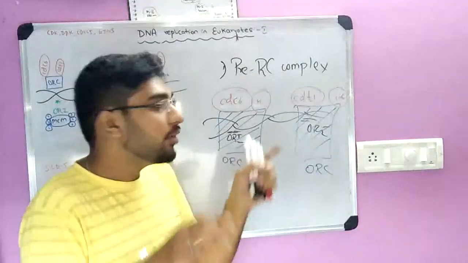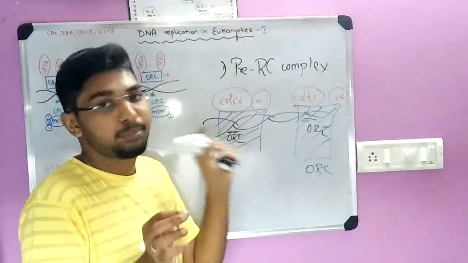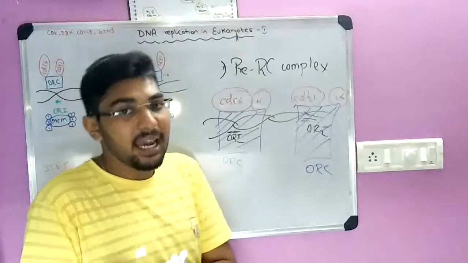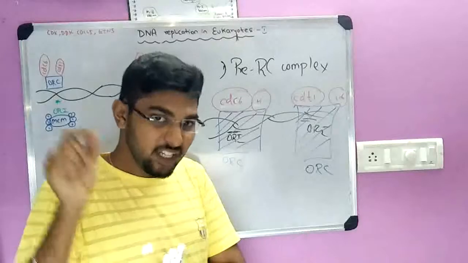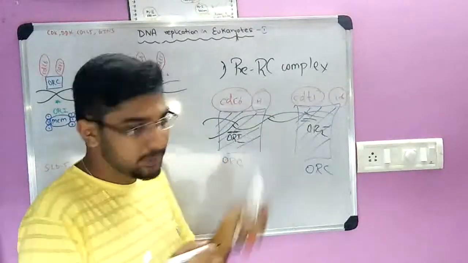CDC6, the full form is cell division cycle 6 protein. CDT1 is chromatin licensing and DNA replication factor 1 protein. So that is the full form of all these proteins.